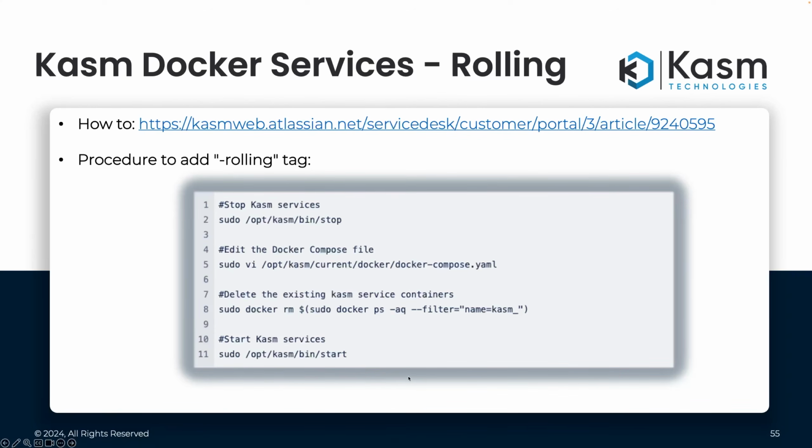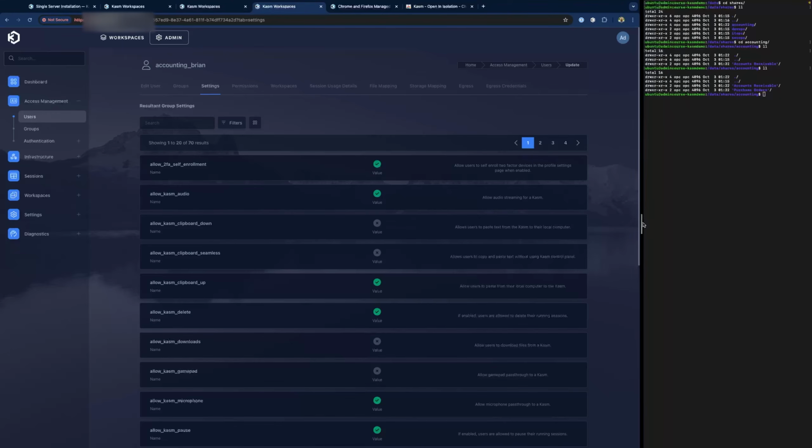The procedure to add the rolling tag, again, this is just coming straight out of the KB article here. You do want to stop services, and then you want to edit the Docker Compose YAML file. And then once you're done editing all those sections, you'll want to delete any existing Docker containers that are running, and then we'll restart CHASM services. So let's go ahead and demo doing that.